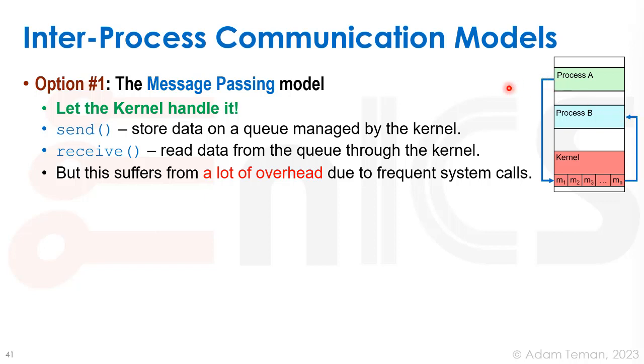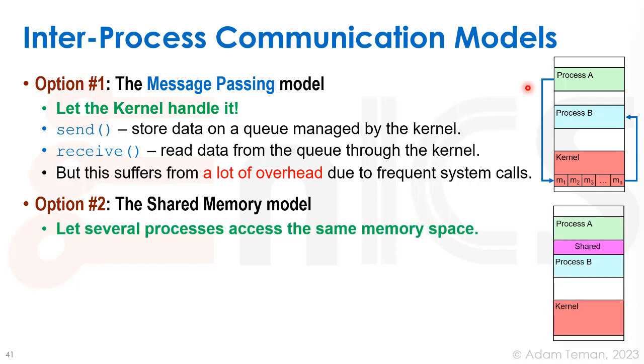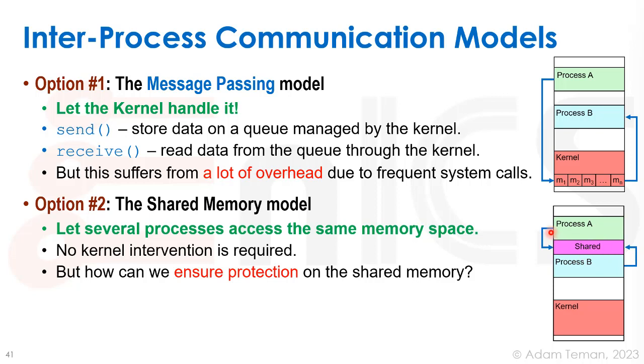But this suffers from a lot of overhead due to frequent system calls. Every time we want to pass a message between two processes or two threads, we have to actually go through the kernel, and that can be a little bit problematic. So the other option is what we call the shared memory model. In this case, we let several processes access the same memory space, where again, we have our whole memory space over here, but we designate some piece of memory to be shared between these two processes. So we don't need any kernel intervention. Process A can access the shared memory, and process B can access the shared memory.